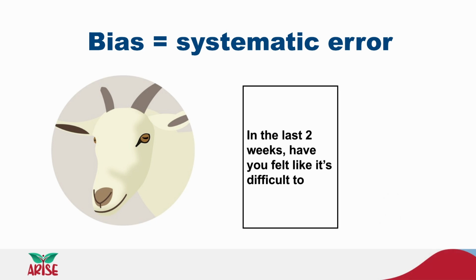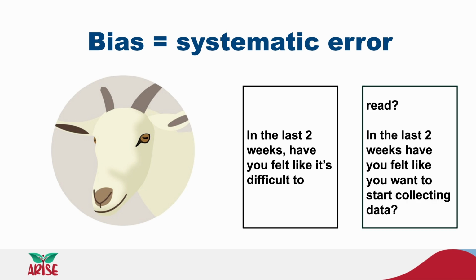Now say we have 1,000 questionnaires printed with part of a question on one page and one word of the question on the next. This could lead to field workers asking the wrong question. In the last 2 weeks, have you felt like it's difficult? Or maybe leaving it out by mistake?